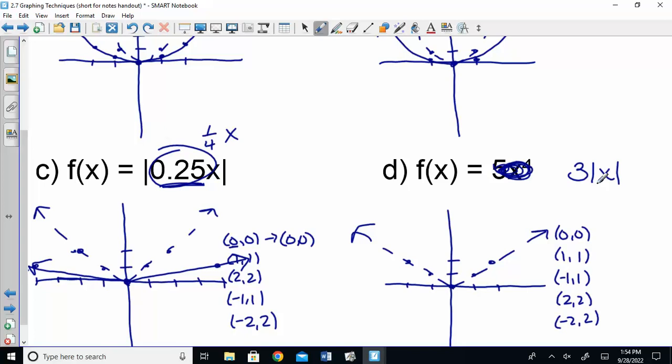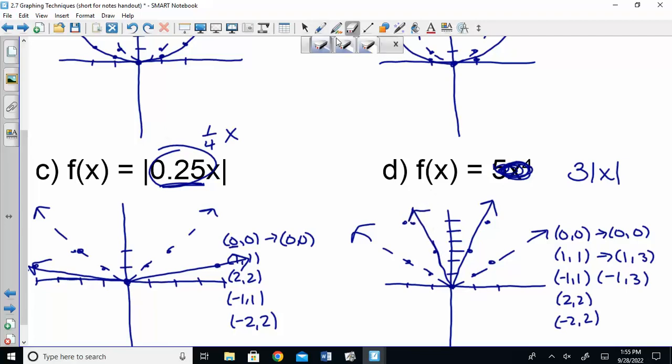D. Is this one changing X or Y? Y. Outside is Y, it does what it says. So it says take your Y times 3. So we get 0, 0, 1, 3. If you did 2, 2, it would go to 2, 6. Negative 1, 3. Negative 2, 6. So we just get this tall, skinny absolute value. And hopefully maybe you guys hit your points and I'm missing them on mine, but we get the idea, right? Okay, how are we doing on this?